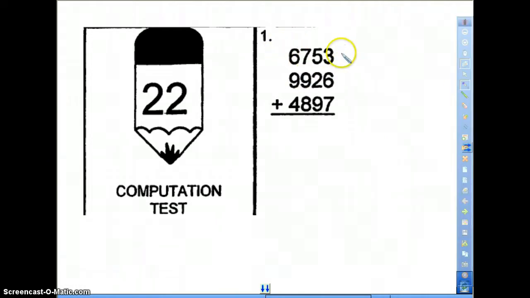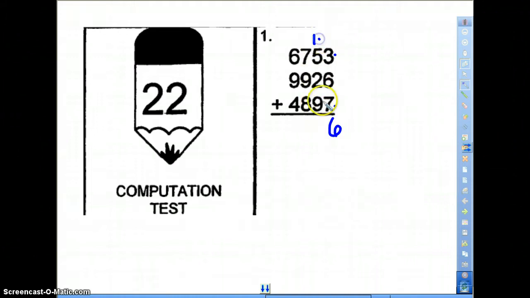Number 1 on the computation test always looks like this. It might be 2 numbers, it might be 3, but you're adding large numbers. Most kids don't have any problems with this, maybe just some computation errors. When I'm doing the columns, I start by looking for groups of 10. Is there any way to form 10? Because it just makes it faster for me to add that way. So when I look at this column here, I see the 7 and the 3. That makes 10. Add 6 and you get 16. Carry the 1.